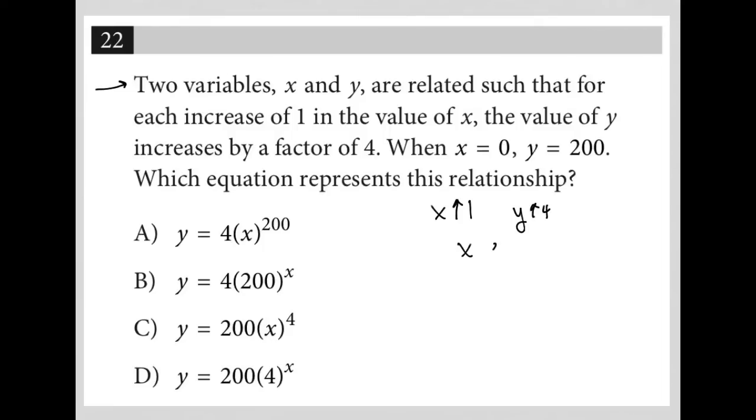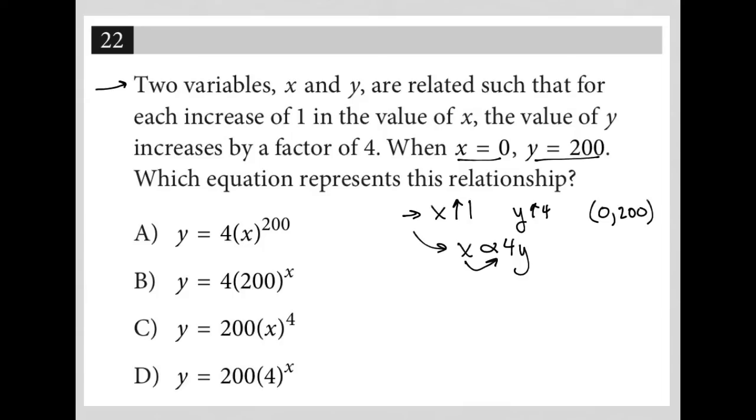So maybe some of you understand this structure here. Not important if you don't, but basically this is that. X relates to y in this way. So the question goes on to say, when x equals 0, y equals 200. So I know I have an ordered pair here, (0, 200). Which equation represents this relationship?